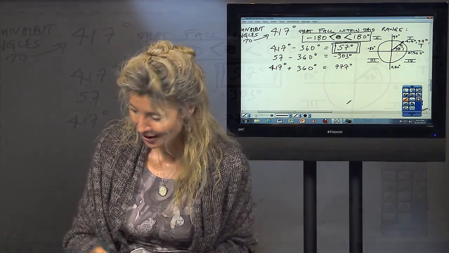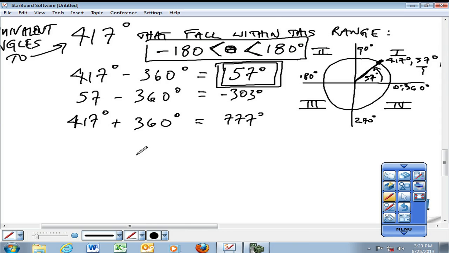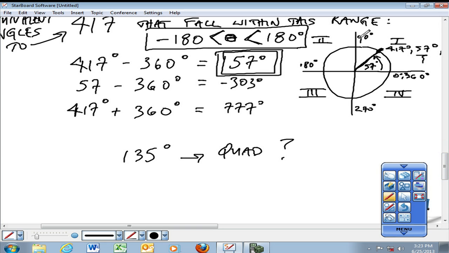So let's look at that. Let's say you are given 135 degrees, and you are simply asked which quadrant 135 degrees falls into. So here's our complex plane, and of course, with 135 you go 0 to 90, and now you're out of quadrant 1, 90 to 180, hello.